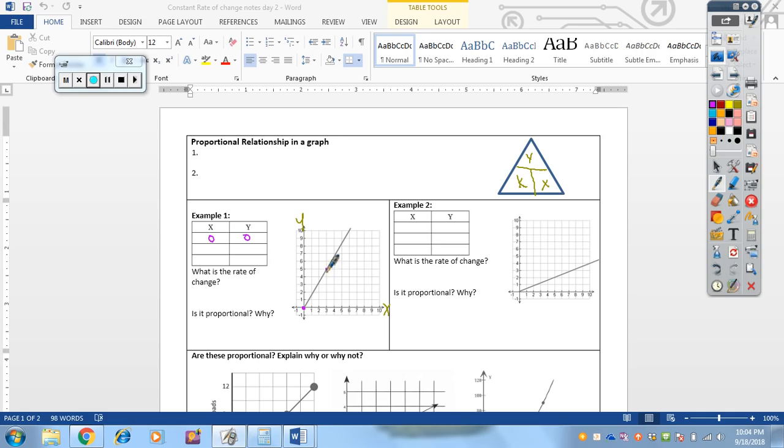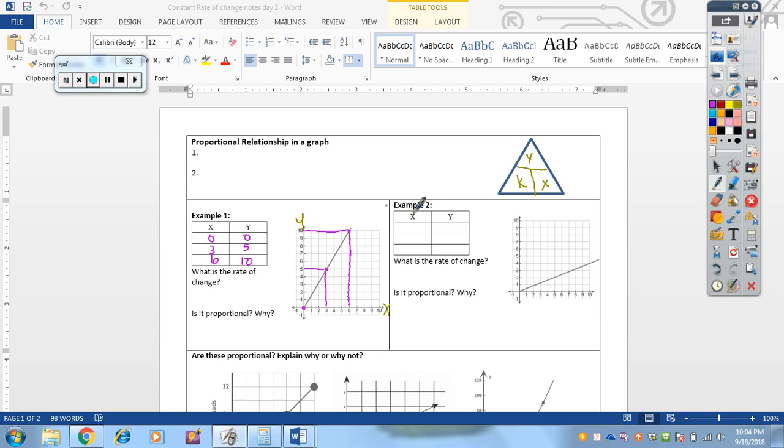And we have 5 and 3. Which one's the x and which one's the y? Right? X is 3, y is 5. And if you look out here, I think I see 6 and 10. So which one's the x? 6, and then y is the 10.